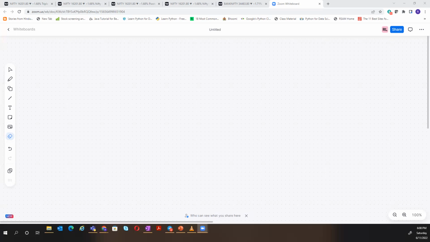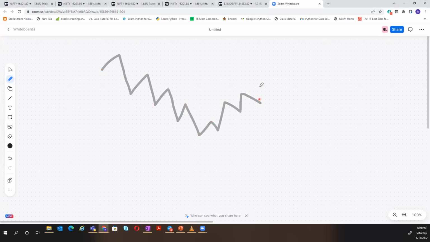Now, what is supply and demand? Supply means where there is somebody willing to sell. Demand is where somebody is willing to buy. So you know the definitions of supply and demand. Now, the market always moves in this fashion, right? The market moves in a zigzag fashion, goes up and down, up and down. Sometimes it can go this way also.